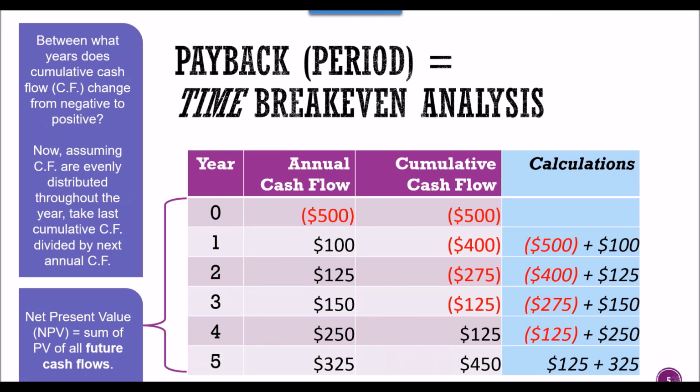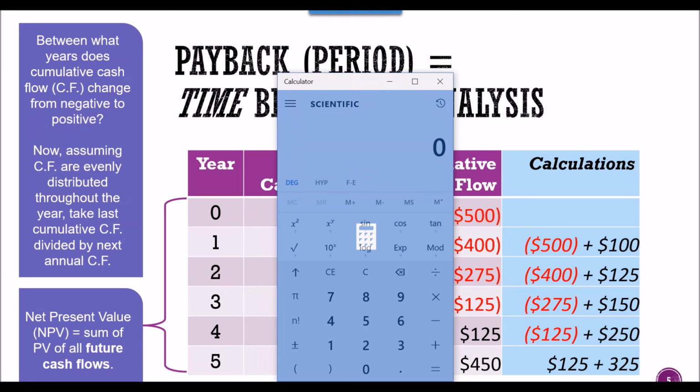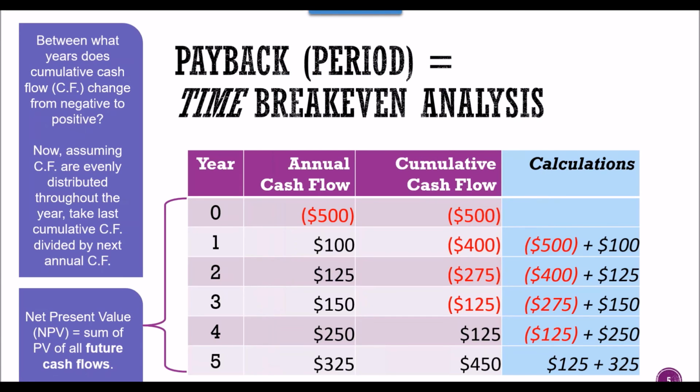So the negative 125 in year 3 divided by the positive 250 in year 4 is going to give you that 0.5, meaning that halfway through year 4, you're going to achieve a cumulative cash flow of 0. And you're going to cover that negative, and it's going to be positive after that point. So the 0.5 represents 6 months, right? Because we have 12 months in a year. 3.5 years would be 3 years and 6 months. So I hope that makes sense.